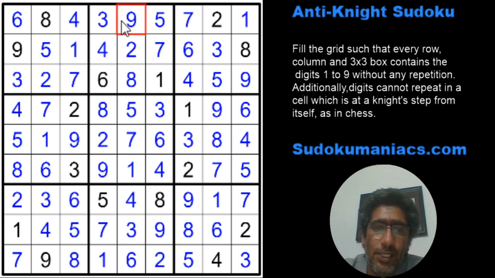Now I wish you try again this Anti Knight Sudoku that I gave earlier. Try to use these techniques that we learned today. And let's see if there's an improvement in the time.